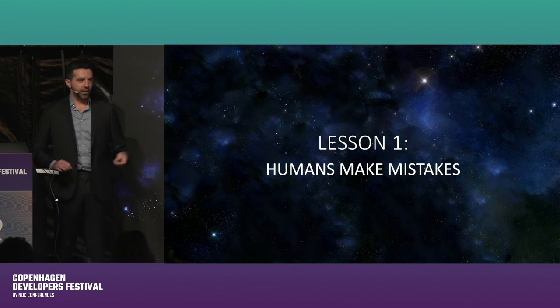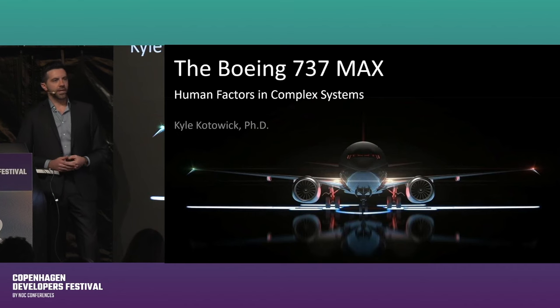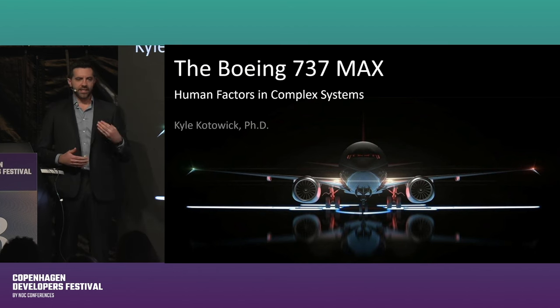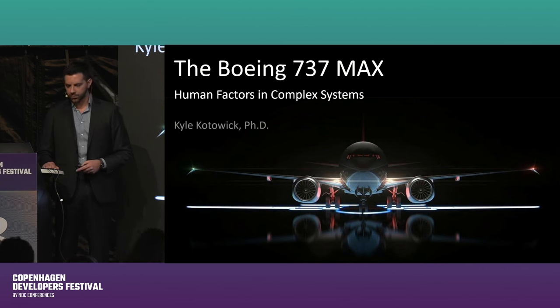If you've been to other NDC conferences, you may have seen another talk that I give about the Boeing 737 MAX, which really dives deeply into this specific topic and the things you have to consider when you're developing systems that humans use. That's on YouTube if you're curious. It really gets into the detail about how decisions that were made by Boeing about how humans would react in certain situations led to the crash of two of those aircraft and the deaths of hundreds of people. But there's a flip side to that lesson.